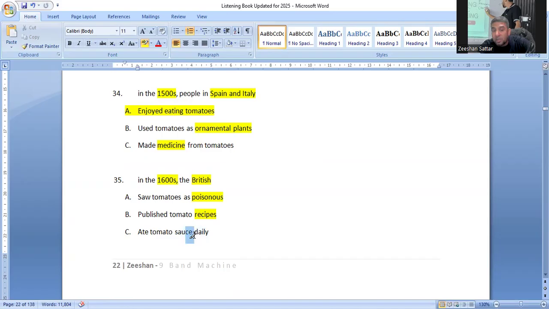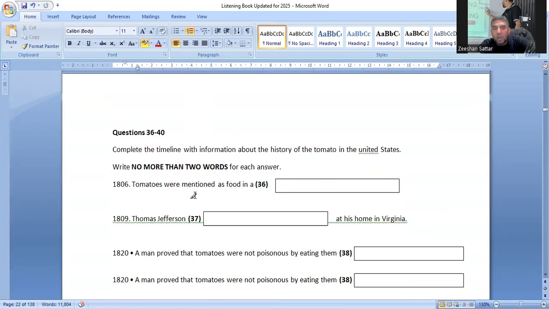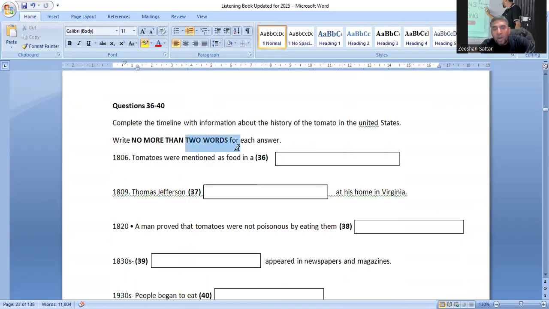Tomato sauce. These are the three words that you will keep in your focus, because the rest are common words and uncommon words. If one option is one of these words, it is necessary there. So it will be easy for you to build concentration. A two-word answer is required, and it's about the history of tomatoes in the United States. 1806, finger. Tomatoes were mentioned as a food in a pencil.